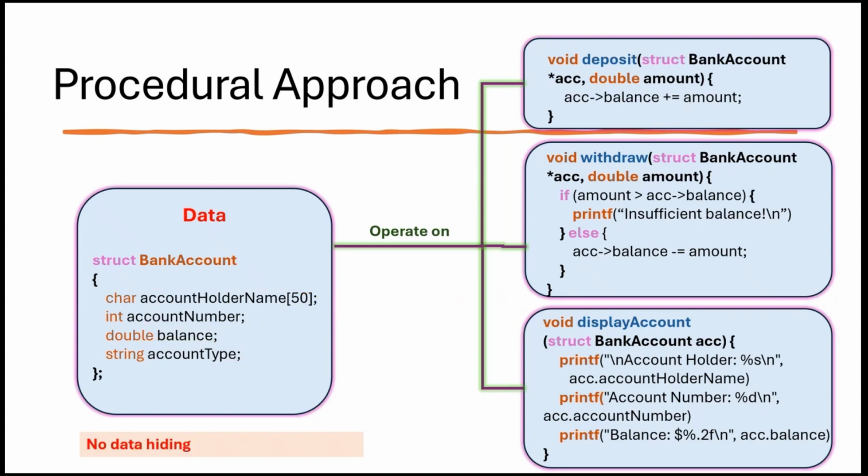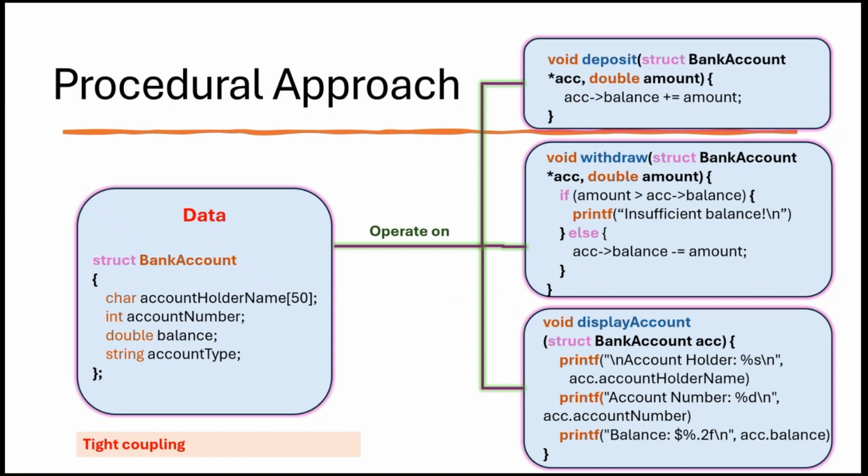No data hiding. You can see that the struct is directly accessed in any method. The bank account struct is accessed in different methods, right? So there is no restriction. There is no data security to restrict the access to the bank account struct and the properties of that bank account, right? So there is no data hiding.